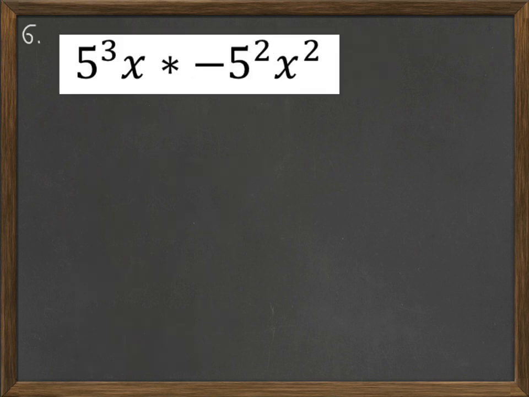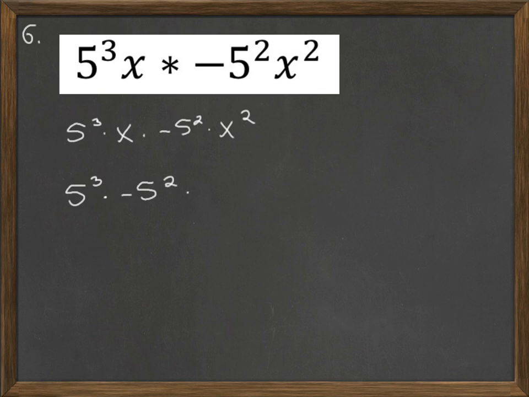Okay, let's do another example. Again, try to pause this video, work through this on your own, and then unpause it to see if you're correct. So we have 5 to the 3rd power times x times negative 5 squared times x squared. Okay, so again, the first thing I'm going to do is move things around. So I have 5 to the 3rd power times negative 5 squared times x squared. Okay, and then remember this negative sign. I know it confuses you guys sometimes, right? So it's really just negative 1.